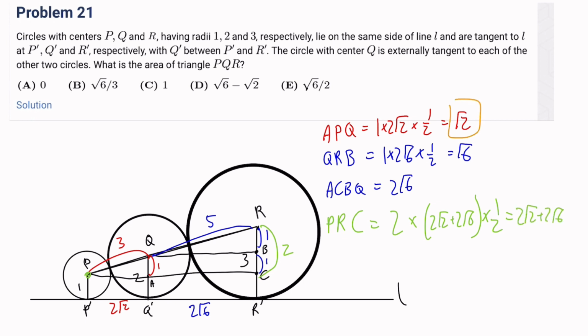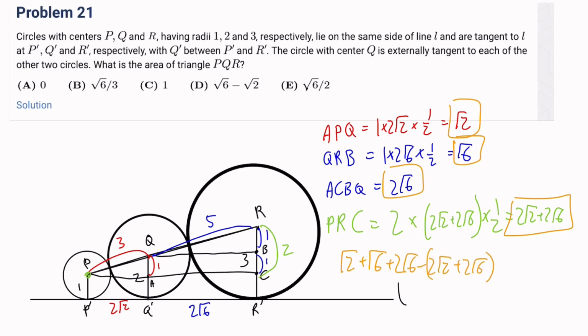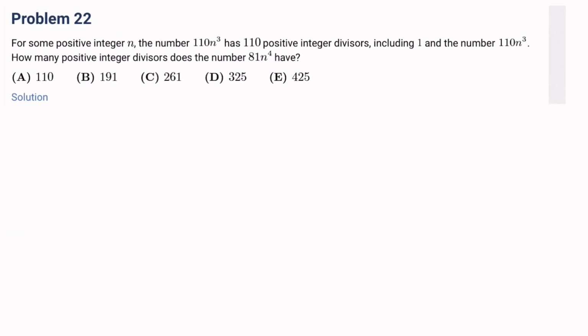And so it's this plus this minus this. And so it's root 2 plus root 6 plus 2 root 6 minus 2 root 2 plus 2 root 6, right? And so these two cancel out, and that gives us root 6 minus root 2. That's all that's left. That's the answer. It is D. Problem number 22.